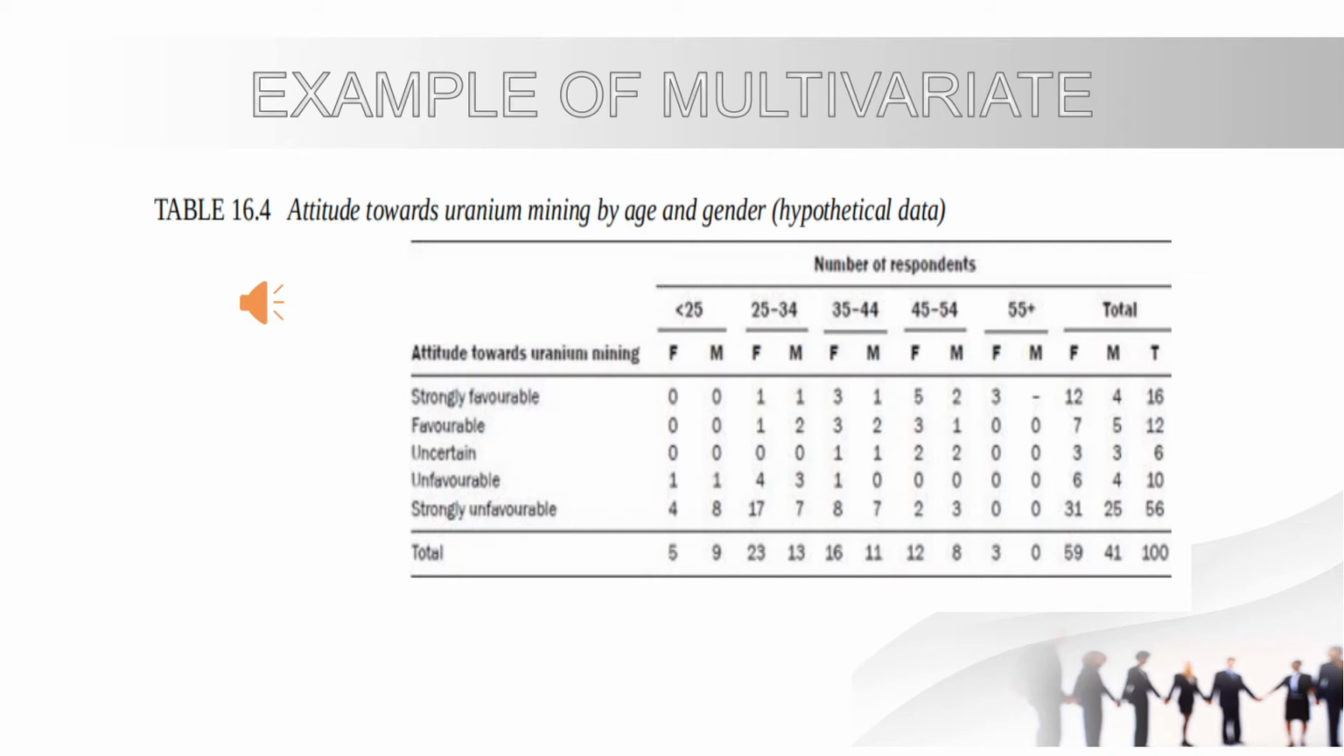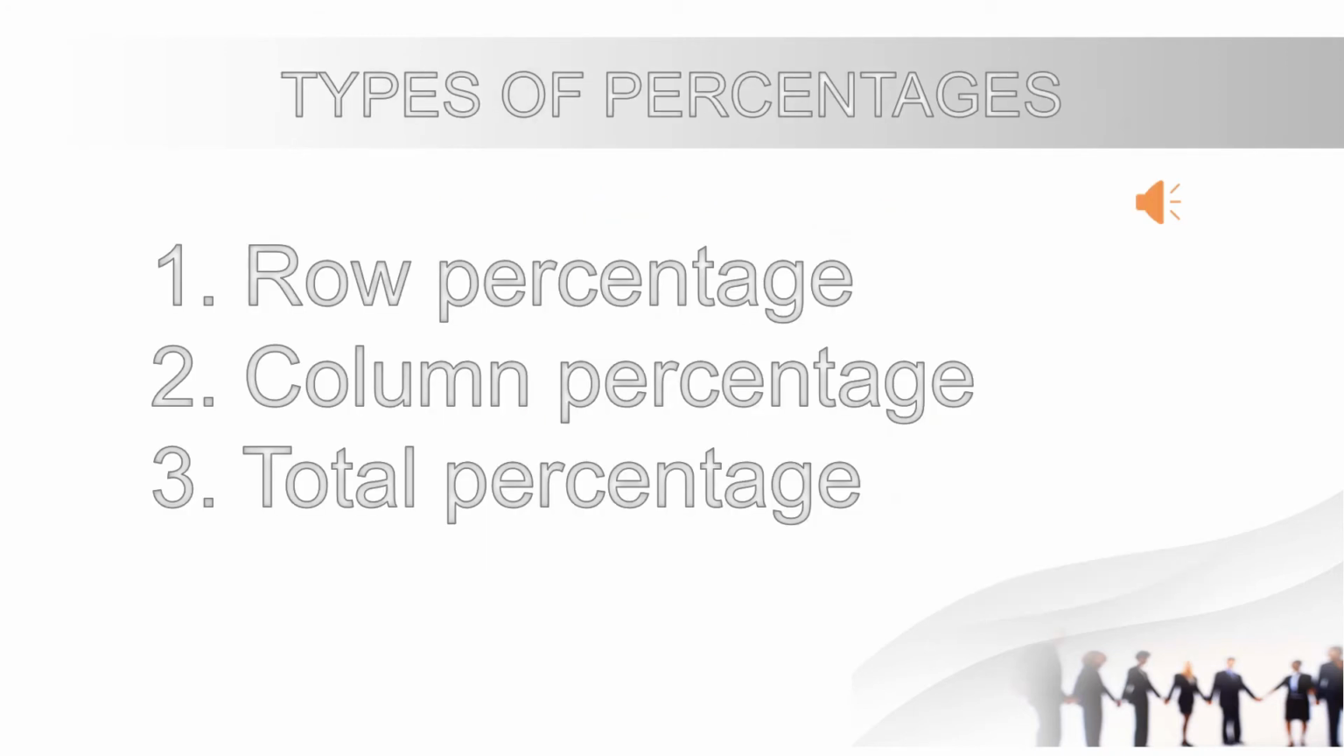Another example of your table is multivariate or polyvariate. So let's proceed to the types of percentage. For accurate and effective interpretation of data, you may need to calculate measures such as percentage, cumulative percentage, or ratios.